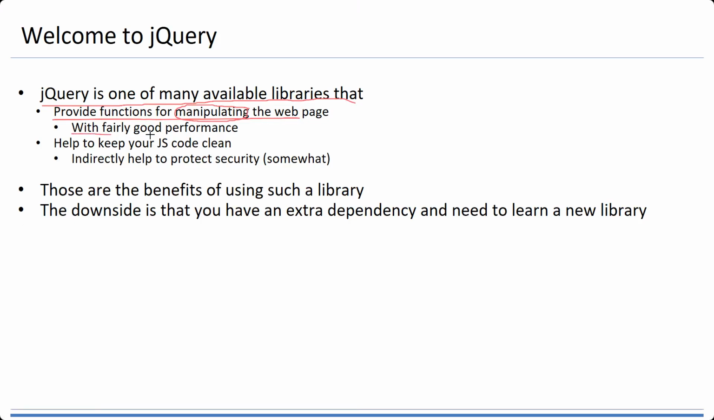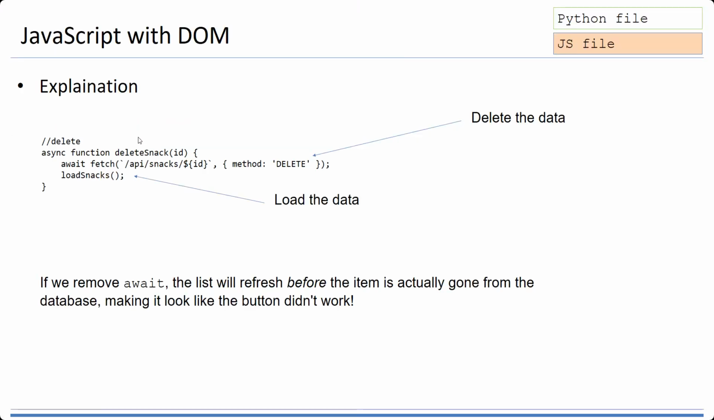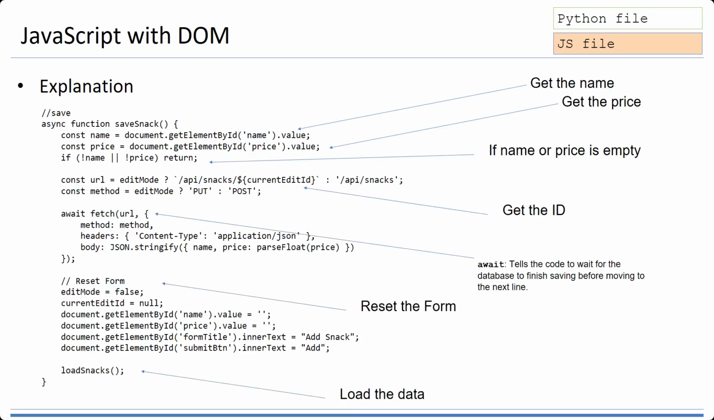And this is fairly good performance. And it helps to keep your JavaScript code clean. Okay, so what does it mean by clean? If you look at the previous example, okay, let me get back to the previous example. Whenever you do the name, okay, and price, if you look at this one, we use DOM.